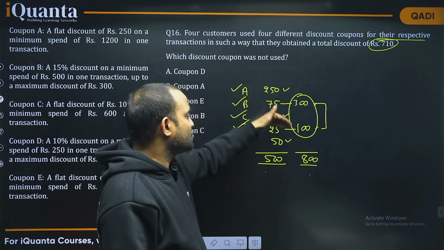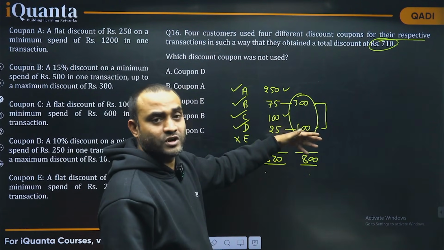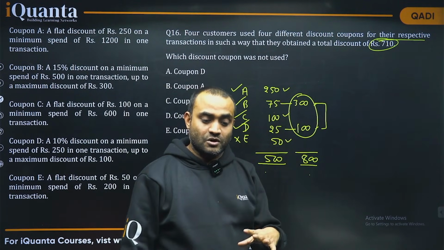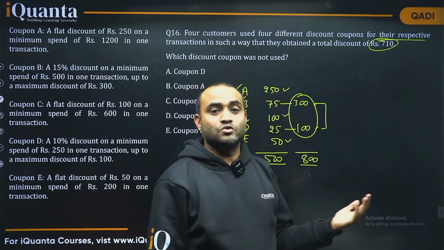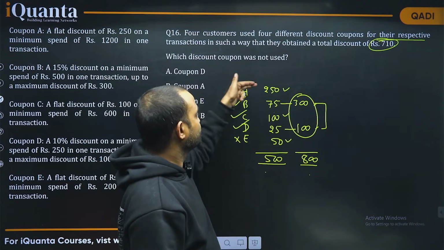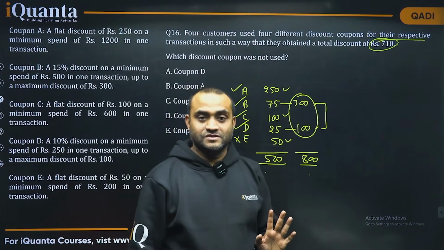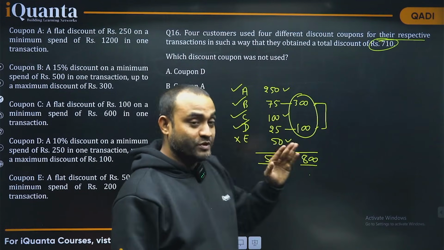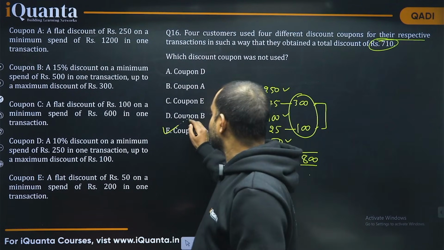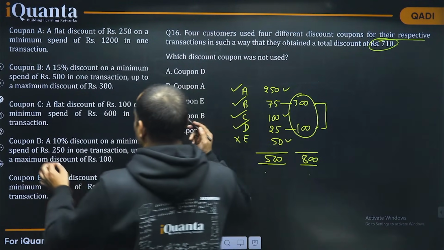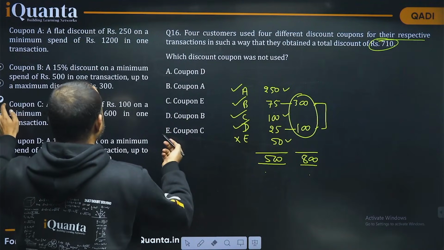And in these two, 300 plus 100, 400. Instead of 400, we can take a discount of 360 and the total will be 710. 250 plus 100, 350 plus 360, 710. So coupon E is not used. Answer is not option E. Coupon E is in option C.